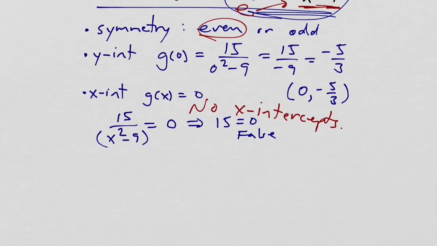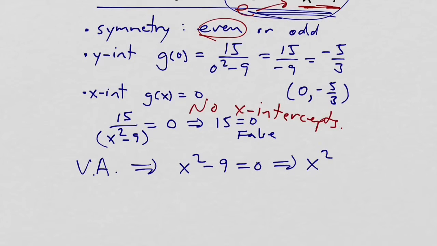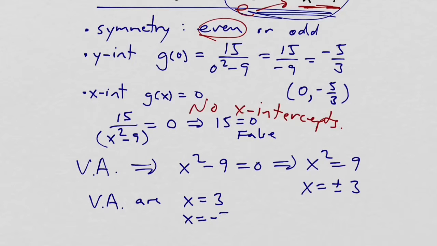So another important characteristic of rational functions are asymptotes. Let's think about whether there are any vertical asymptotes. Vertical asymptotes, of course, come from setting the denominator equal to 0. x squared minus 9 equals 0. Well, that means that x squared equals 9, so x could either be plus or minus 3. And so we have two vertical asymptotes: x equals positive 3 and x equals negative 3.